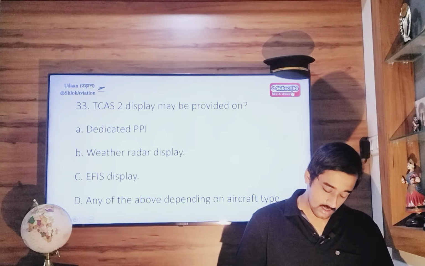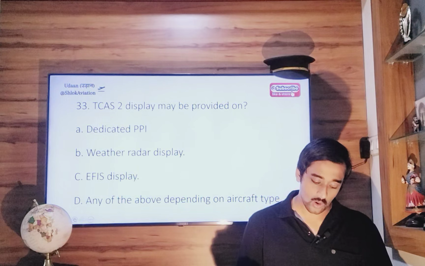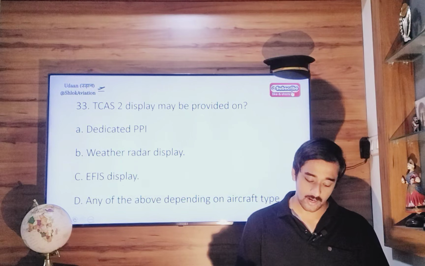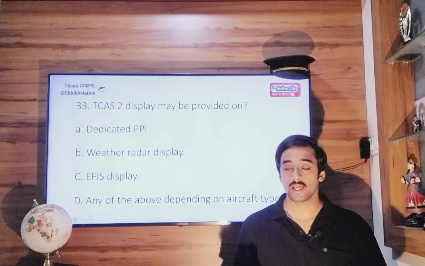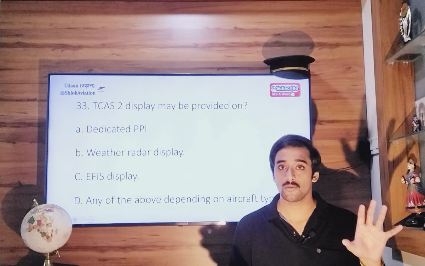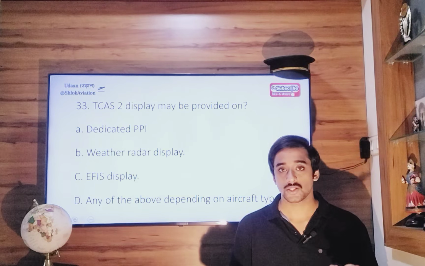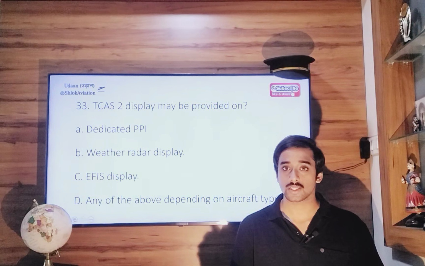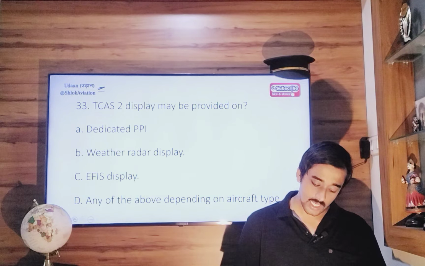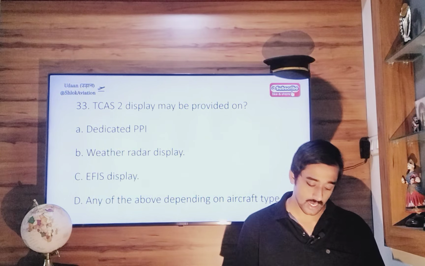Next. TCAS 2 display may be provided on dedicated PPI, that is planned position indicator, yes. Weather radar display, yes. Sometimes the weather radar display will incorporate weather information as well as this TCAS information. If it's display electronic flight instrument system, yes. So the correct answer is any of the above depending on aircraft type, Delta.